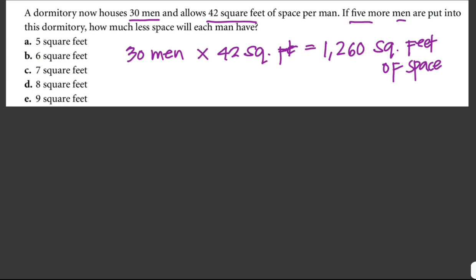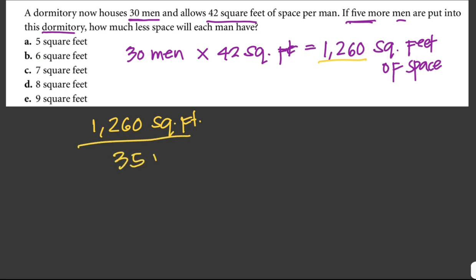If 5 more men are put into this dormitory, how much less space will each man have? So originally there are 30 men, and then we're going to add 5 more men, so that will be 35 men in all. And there's only 1,260 square feet of space, so we have to divide 1,260 square feet of space by 35 men to get the amount of space each man can have if there are 35 men in the dormitory. So 1,260 divided by 35 is equal to 36 square feet per man.